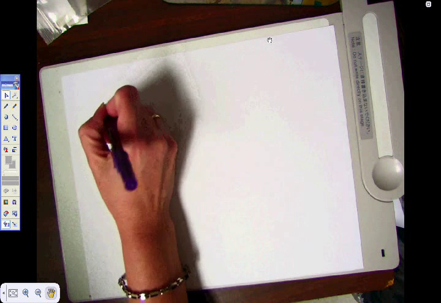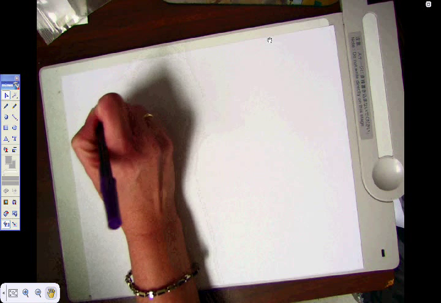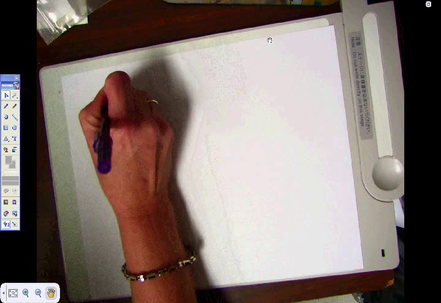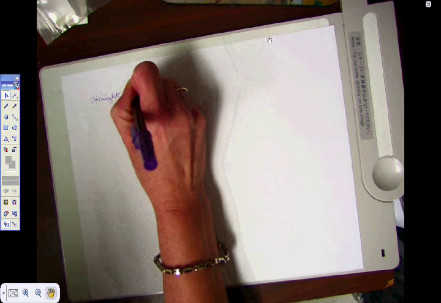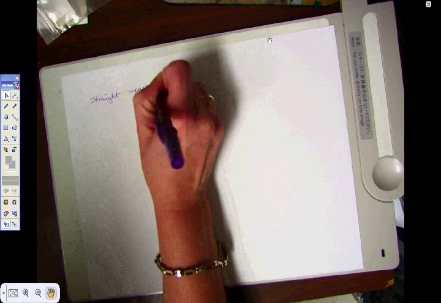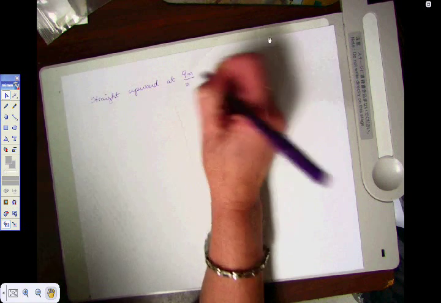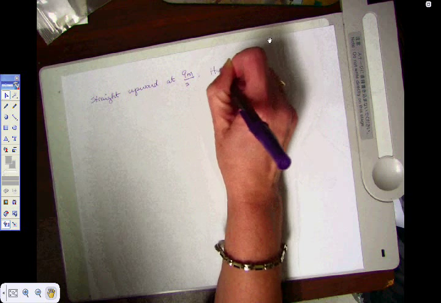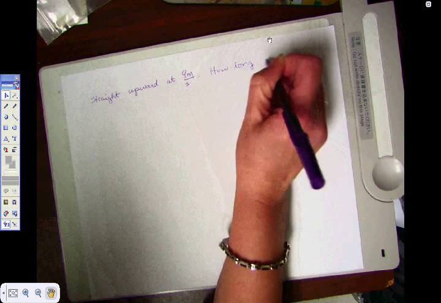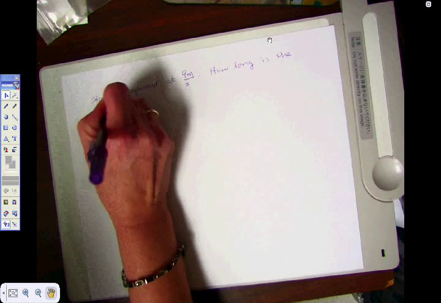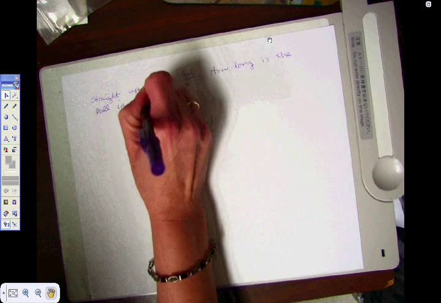Let's say a woman tosses a ball straight upward at 9 meters per second, and we want to know how long the ball is in the air.